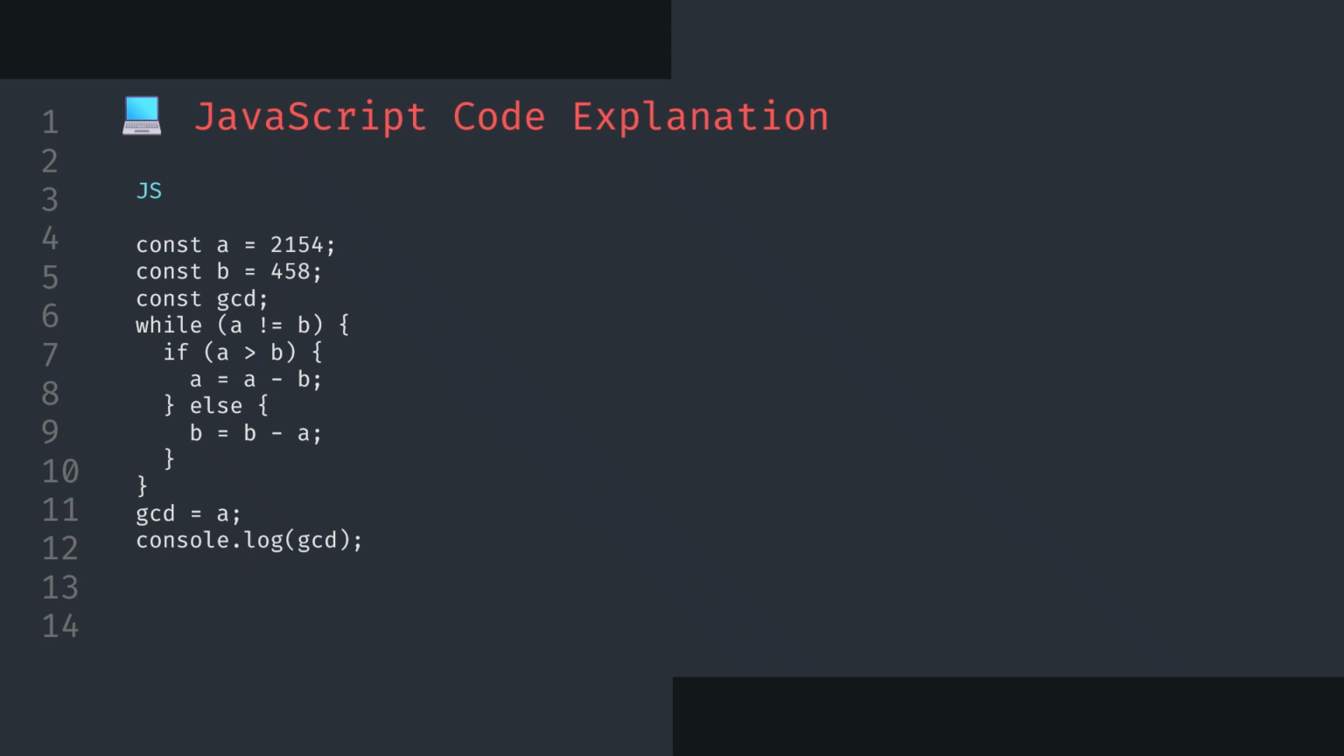We start by defining two numbers, a and b. We use a while loop that continues until a and b are equal. In each iteration, we subtract the smaller from the larger. When they match, we found the GCD.